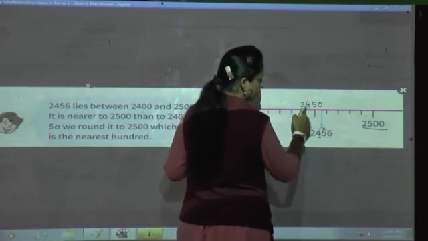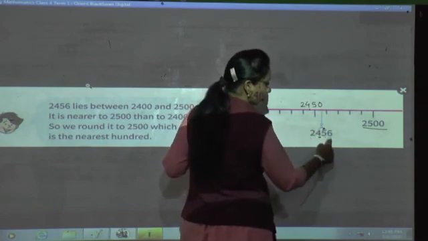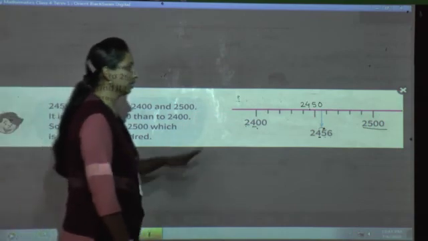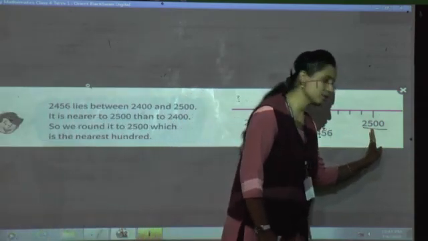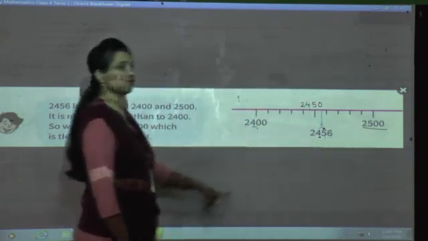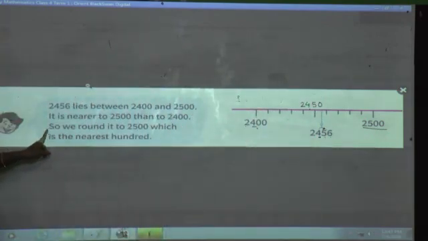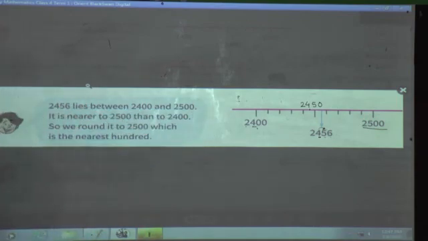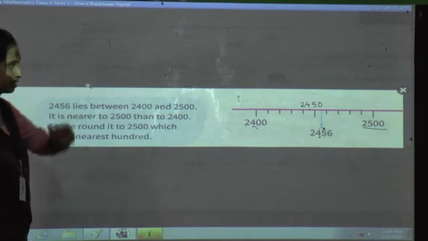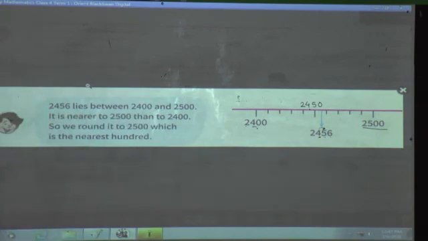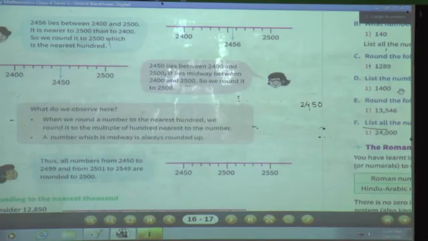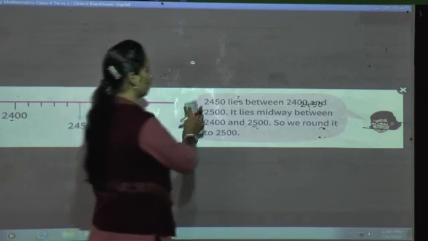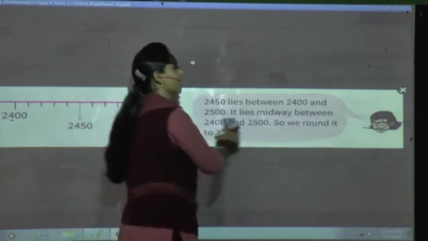So you can see, after 2450 will come 2456. So it is nearer to 2500 than 2400. So now we round it to 2500, which is nearest to hundreds. Okay, understood till here? Shall we move to the next question? We are just saying the nearest to 100 only. Keep in your mind, 100 only we are saying.